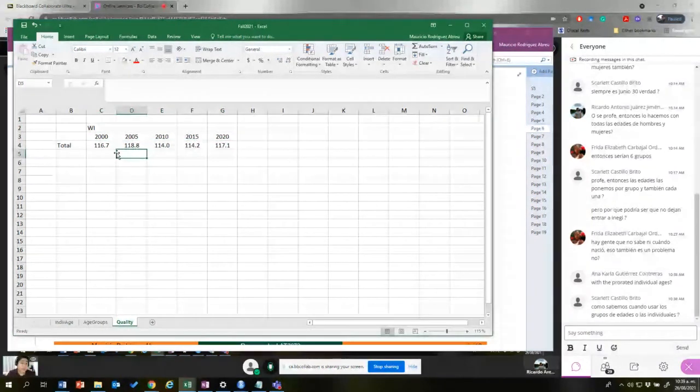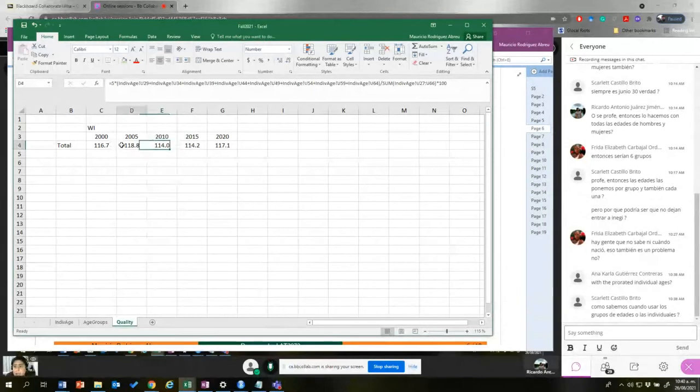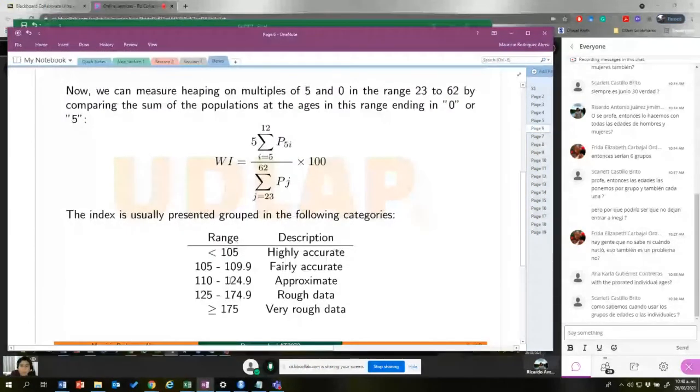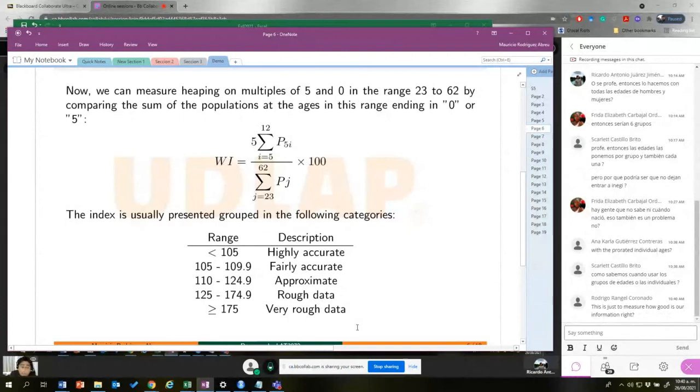Okay, so according to this index, the best year was 2010 with 114. The worst year was 2005 with 118. But let's see what quality we have. Actually, we are here. Exactly. We're just measuring the quality of our information. We are in approximate information. So again, yes, we have issues, but the information is approximate, it's not perfect, but it's not really bad, right? Remember that these can go from 100 to 500. So we are 100, 114, 118, so we are in here. So there's nothing we can do about that. Again, this is the information that we got from INEGI.